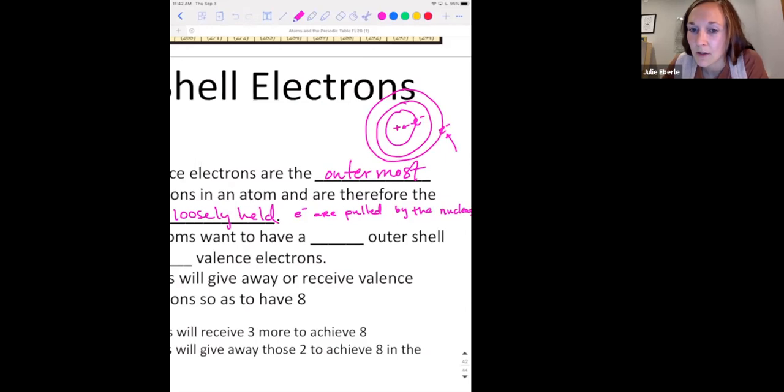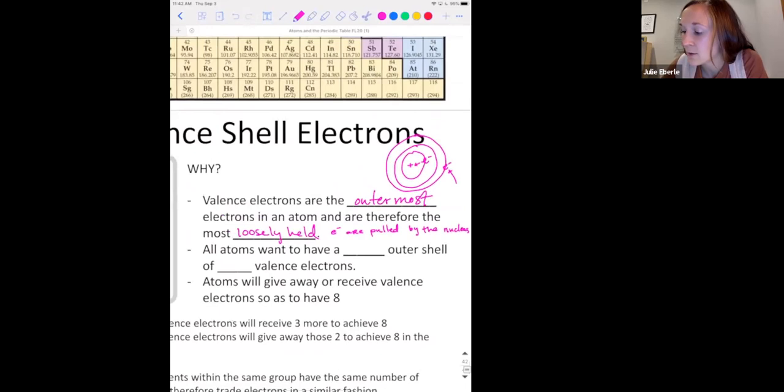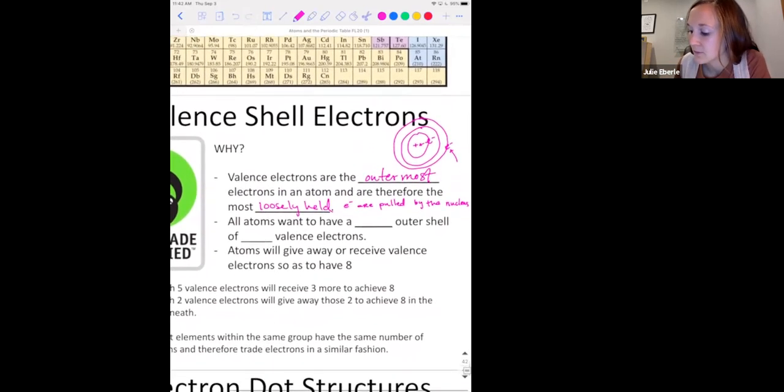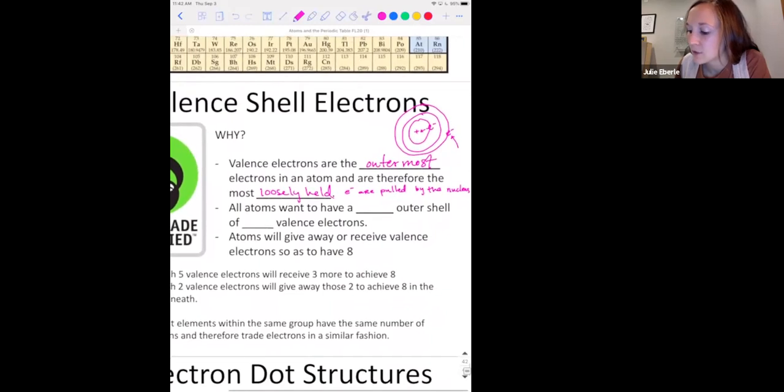Okay? So that's why we say valence electrons, they're the outermost, they're on the outermost shell, therefore they're the most loosely held by the atom. Electrons on inner shells are more tightly held to the nucleus, pulled by the nucleus, attracted to the nucleus, because that's where the positive charge is, because that's where the protons are.